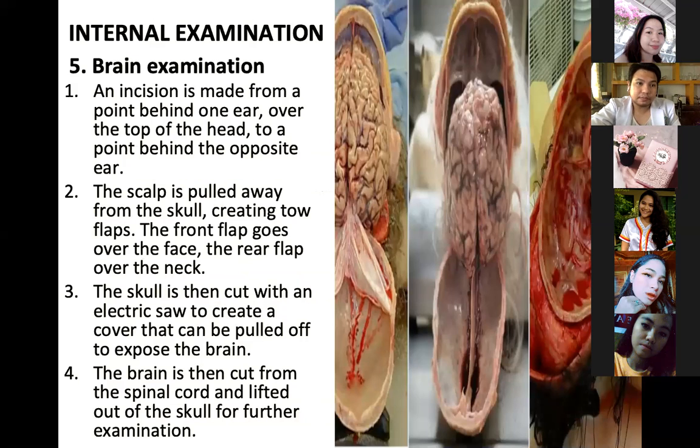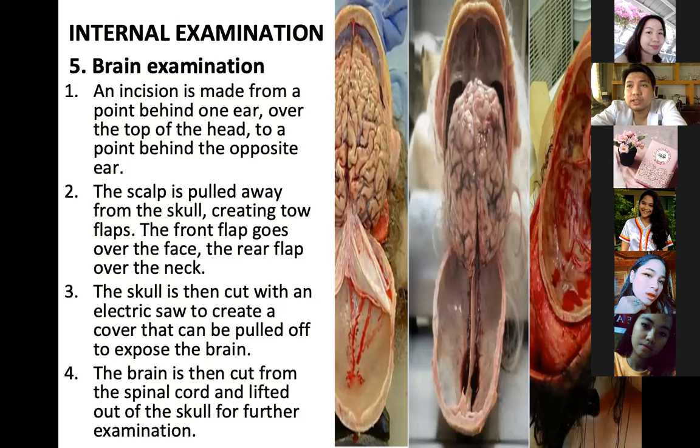Okay, the brain. Internal examination, the incisions are made from a point behind the ear over the top of the head to a point behind the opposite ear. Okay, the scalp is pulled away from the skull, creating two flaps, and then the front flap goes over the face and the rear flap over the neck. The skull is then cut with an electric saw to create a cover that can be pulled over to expose the brain. The brain is then cut from the spinal cord and lifted out of the skull for further examination.